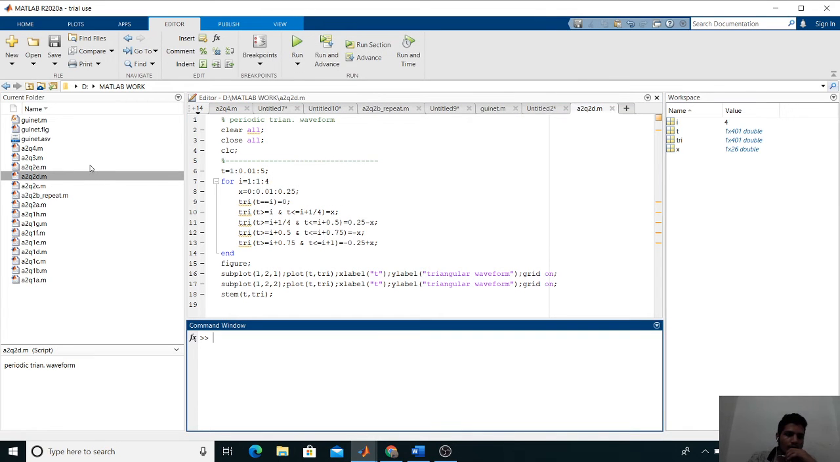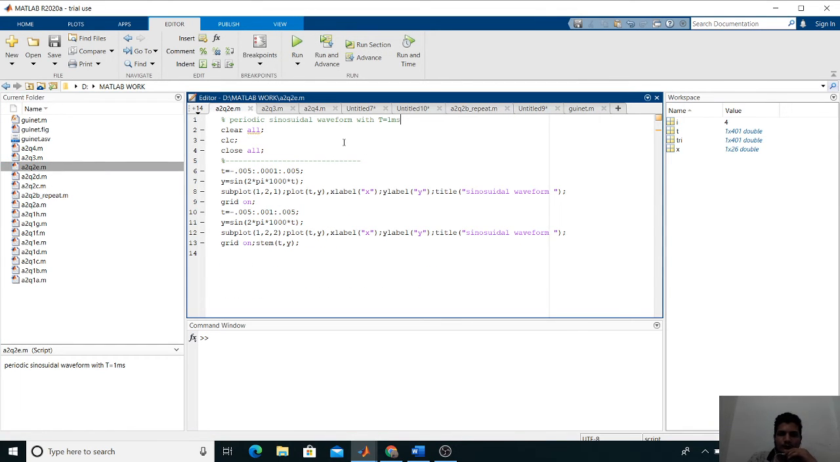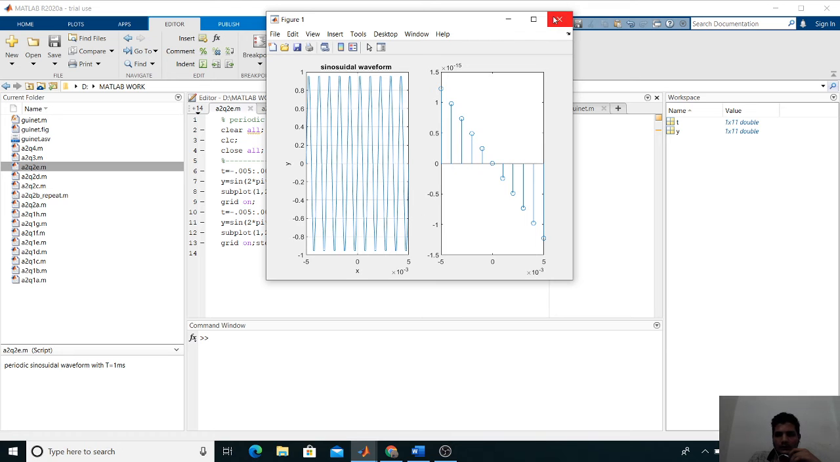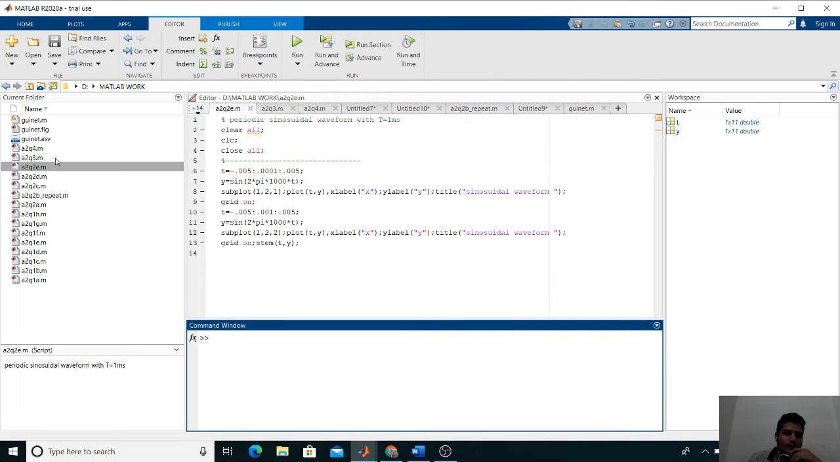So let's move to another part, that is the periodic sinusoidal waveform with time period equal to 1 millisecond. I have written the code for this, but here it particularly mentions the time period equals 1 millisecond. As you know, the frequency omega is equal to 2 pi into time period, so I have written 2 pi into time period into t. Like this, I got the graph. Let's run Q2 t. It's coming out okay. This line is coming. Now let's move to the third part of the question.